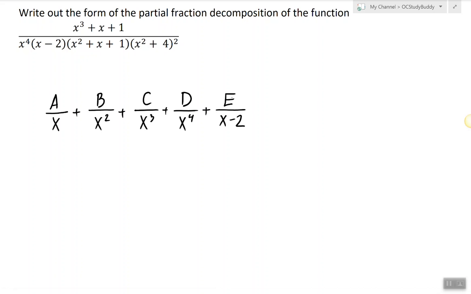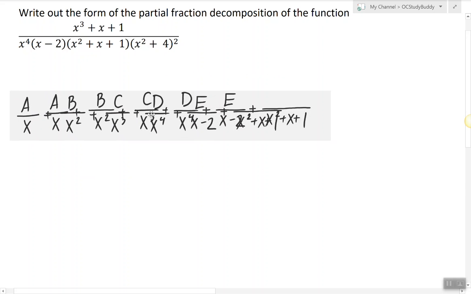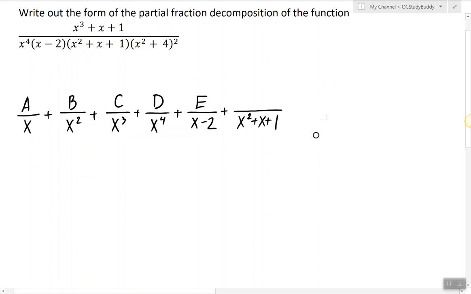Next factor is irreducible quadratic, x squared plus x plus 1, and it's to the power 1. That means the decomposition will have only one fraction with such denominator. However, now, since we're writing a quadratic irreducible term in the denominator, the numerator now can be any polynomial of degree 1. So here I'm just going to write some generic linear expression using unknown constants. So continuing with the letters, e, f, x plus g.